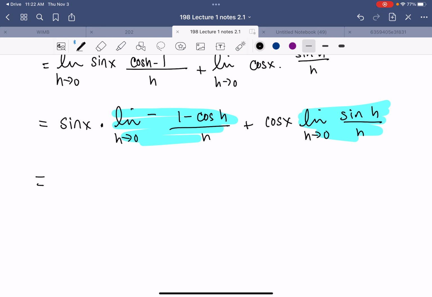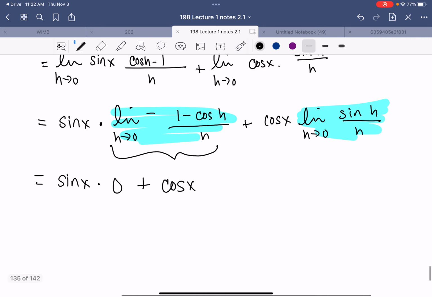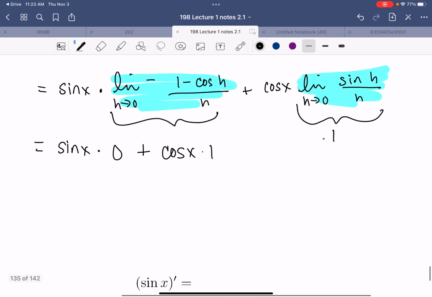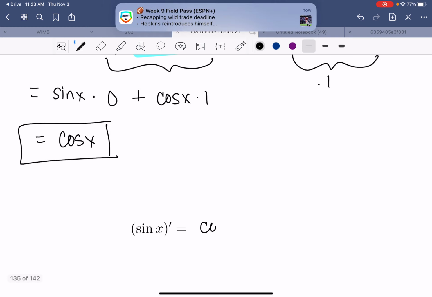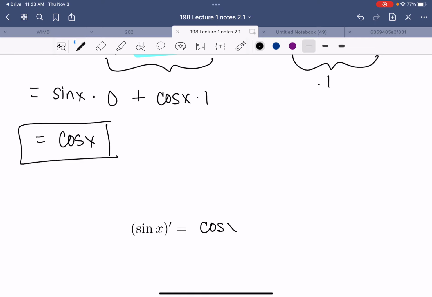So what we have here is the sine of x times this limit, which is 0. That was one of our special limits. Plus, then I have the cosine of x times this special limit, which was 1. So this is times 1. And when you take the sine times 0, that's 0, plus cosine times 1 is just cosine of x. And so what we know is that the derivative of sine x is just cosine x.